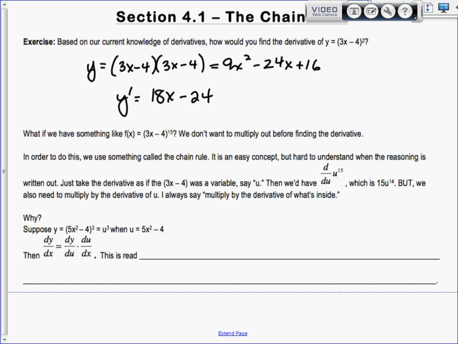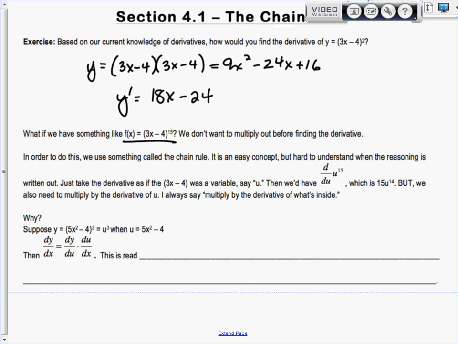All right, pretty basic. But it says, what if you have something like f of x equals (3x minus 4) raised to the 15th power? Please do not expand. There's an easier way. So do not expand that. Some of you would do it if I asked you. You would. No. So you don't multiply it out.